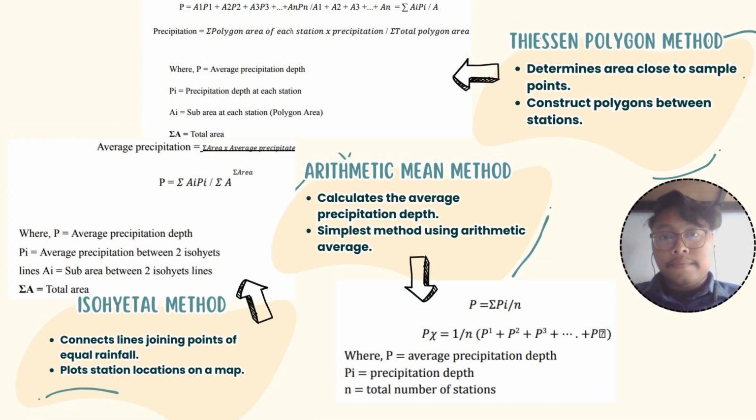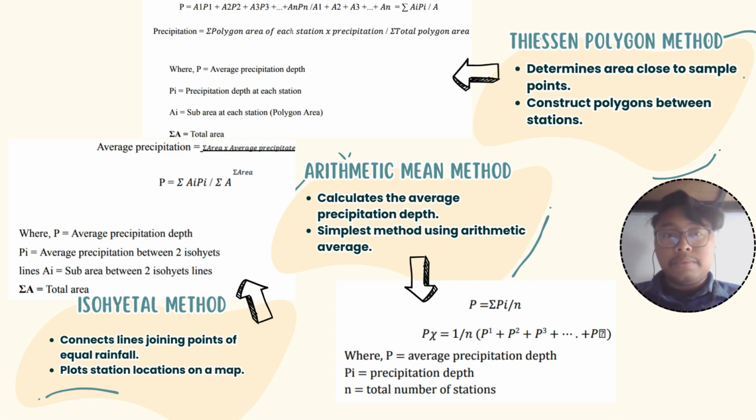There are three methods we can use to find the mean rainfall. First, the isohyetal method. This method connects lines joining points of equal rainfall and plots the station locations. Here is the formula of the method. Secondly, the arithmetic mean method. The arithmetic mean method calculates the average precipitation depth. It is the simplest method, using the arithmetic average. We usually see the arithmetic method in every question.